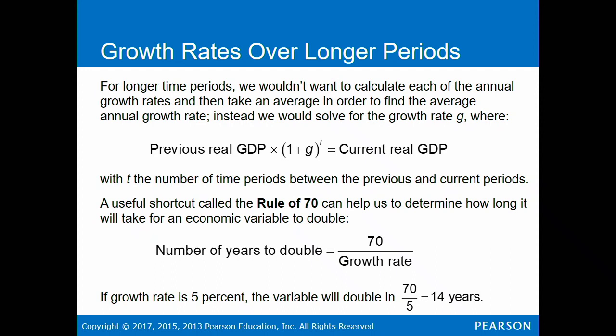If the growth rate's only 2% a year, you divide 70 by 2, and it's going to be 35. So it shows just how big of a difference small changes in percentage growth can make over the long term.